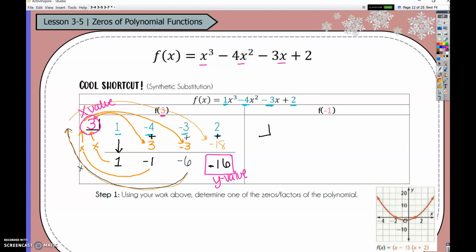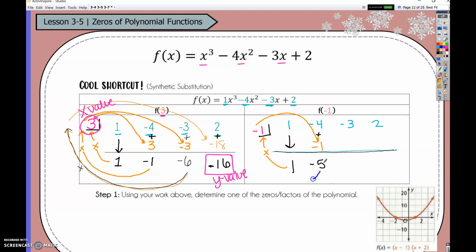If I put my negative 1 in here in the box, I'm going to write all the same numbers because I'm dealing with the same polynomial. Put them in descending power order. I drop down my first term of 1. Then I'm going to multiply that by the number in the box up here. So 1 times negative 1 makes negative 1, and we throw it down there. Then I'm going to add these together. So negative 4 and negative 1 make negative 5.